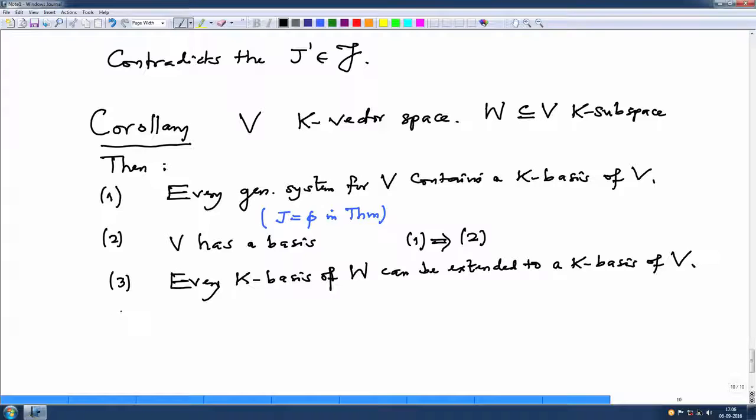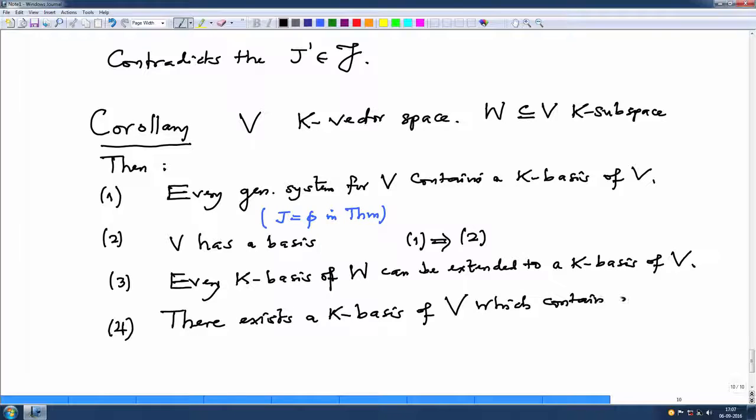So, 4: there exists a K basis of V which contains a K basis of W. So this is also a restatement of 3. Now I just want to give one remark here.